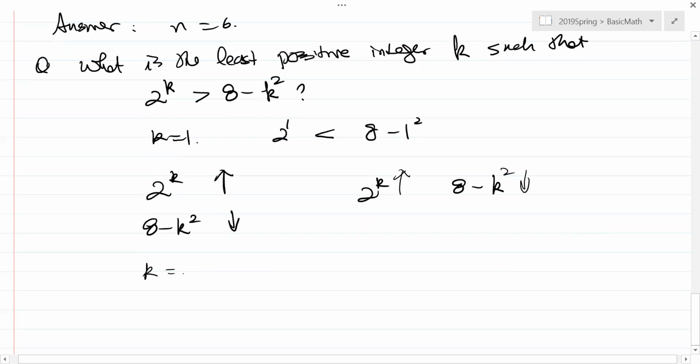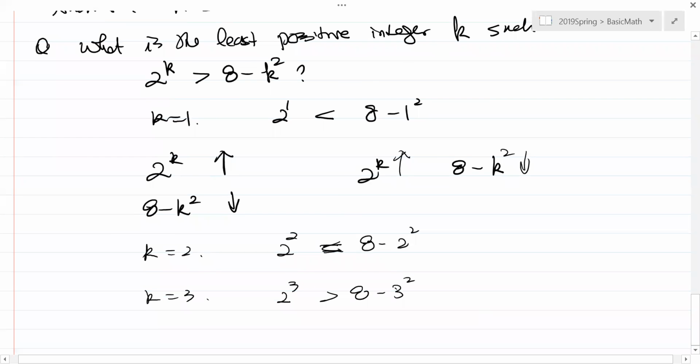When k equals 2, 2 squared is still less than 8 minus 2 squared. Yes, this is actually equality already, right? So when k equals 3, 2 cubed is greater than 8 minus 3 squared, okay? So to answer the question, the least positive integer k should be 3. This is the answer, okay?